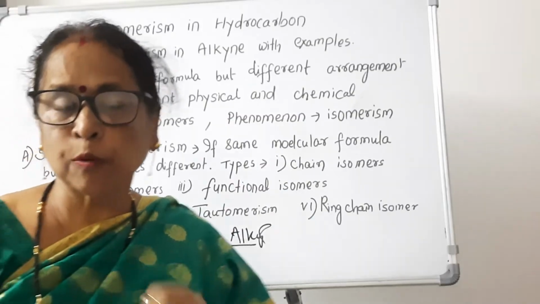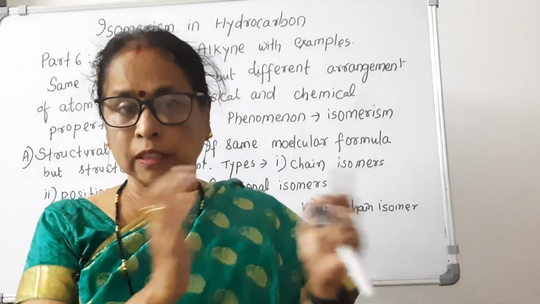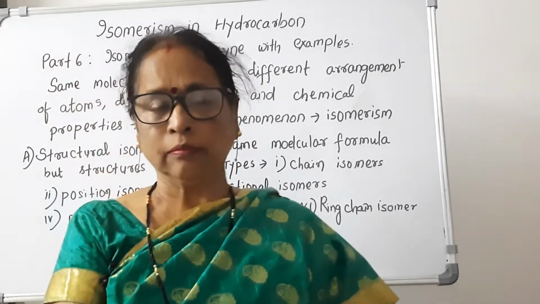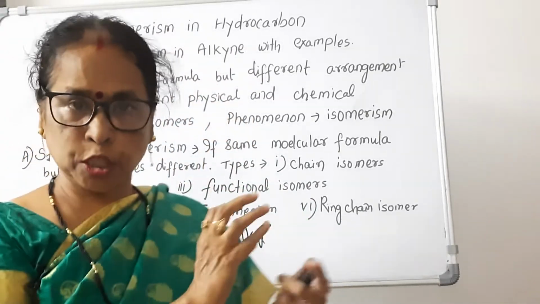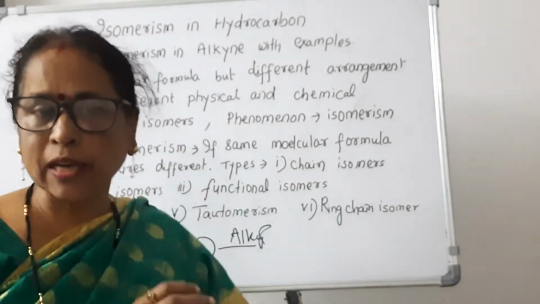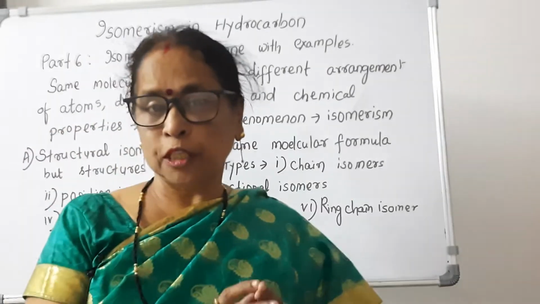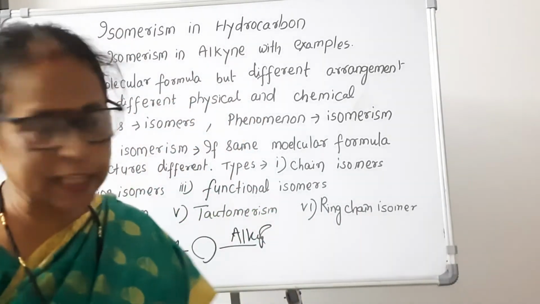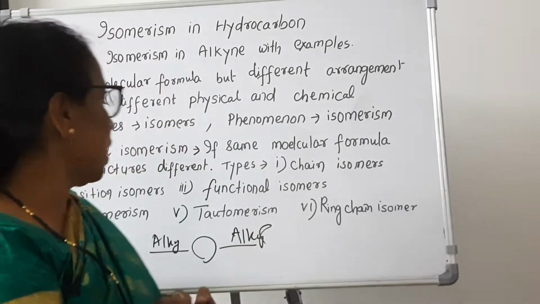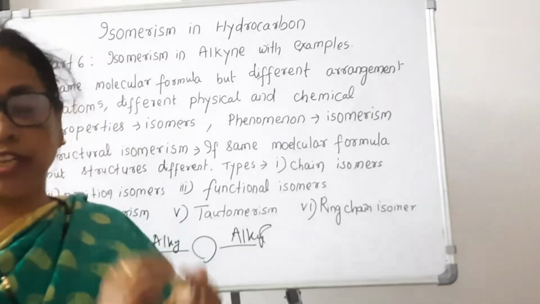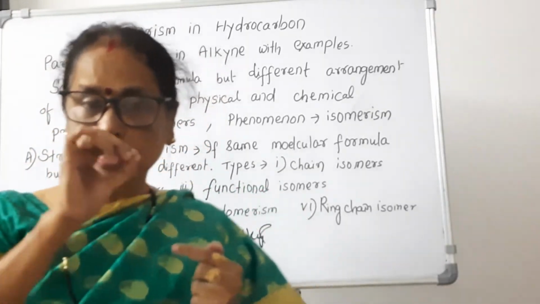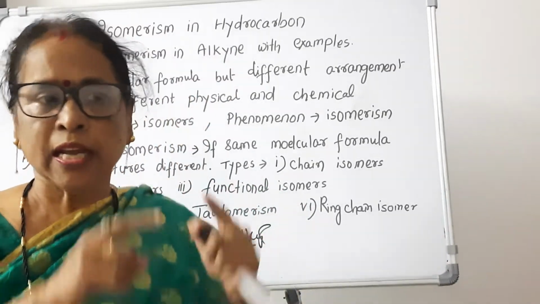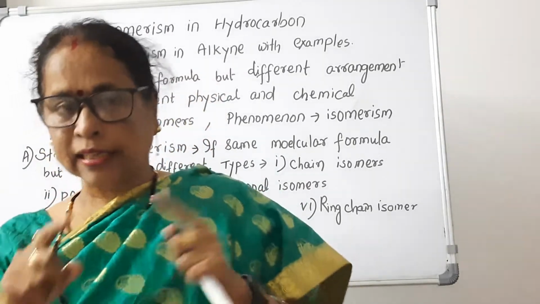Tautomerism means an equilibrium between the two sides, for example the enolic form and the keto form. Tautomerism means the equilibrium existing between these two groups. Then come to ring chain isomerism. Here, chain structural isomerism can be seen in ring form. Ring form means cycloalkane, cycloalkene, like this.